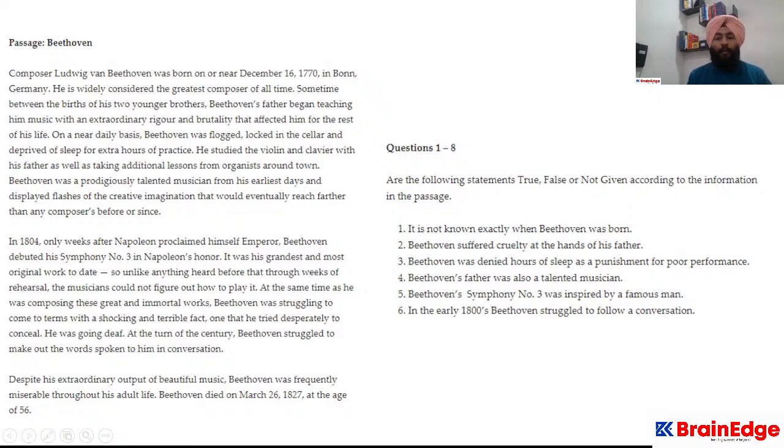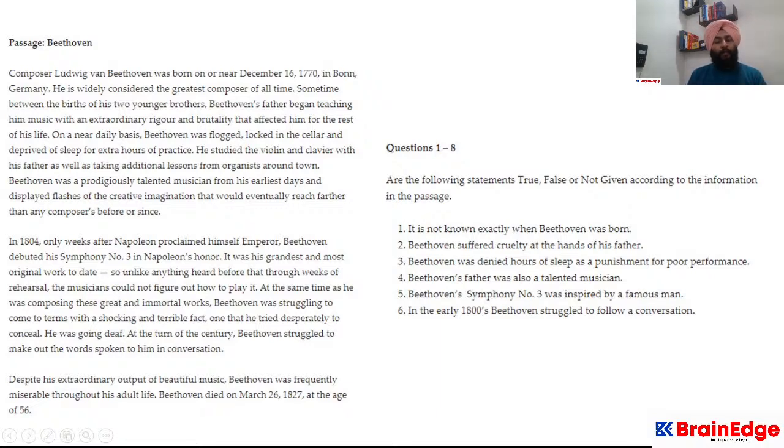Okay, Beethoven was denied hours of sleep as a punishment for poor performance. Beethoven was sleep deprived. He was not given enough sleep. Why? Because his performance was poor. Let's see what the sentence mentioned here. On a near daily basis, Beethoven was flogged, locked in the cellar, and deprived of sleep. Deprived of sleep, denied of sleep for extra hours of practice.